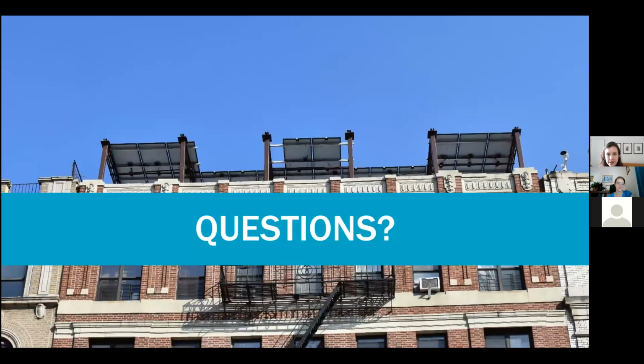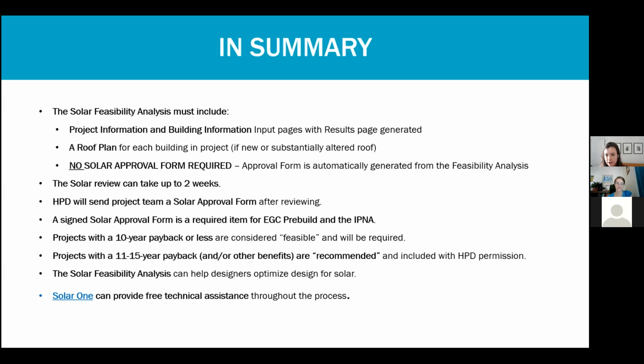All right. So in summary, and then we're going to leave the rest of it. We have about 10 minutes left for questions and examples, and happy to talk through anything. But just some key takeaways. The solar feasibility analysis has to include the project information and the building information pages with the results page generated, and make sure you fill out every single field in those pages so we don't have to do a ton of back and forth, because everything is very clear. But always reach out if you need support.